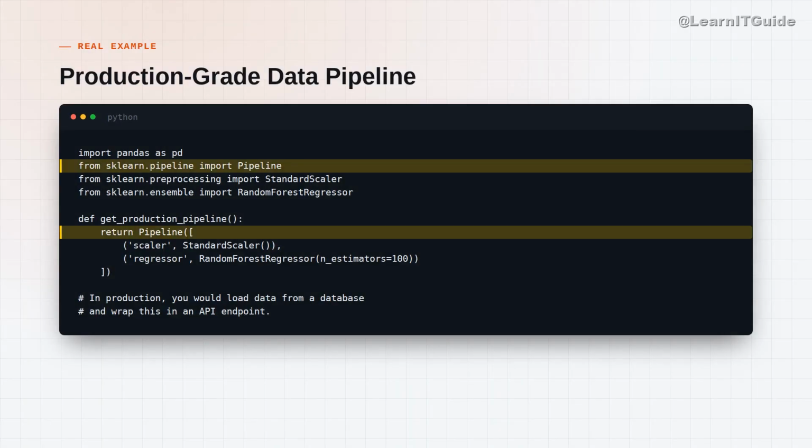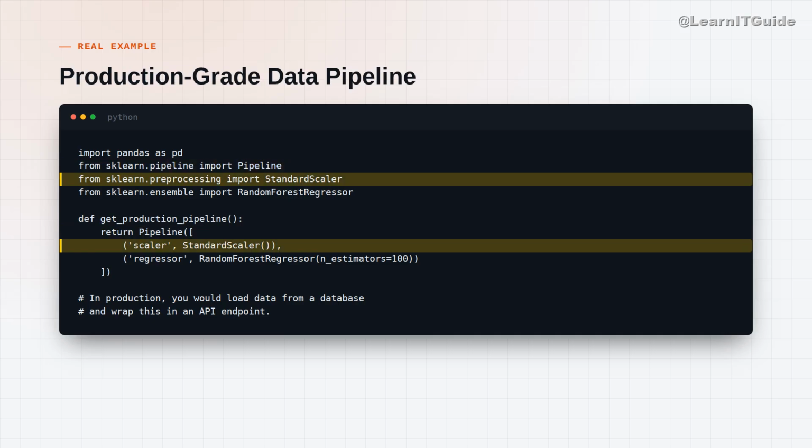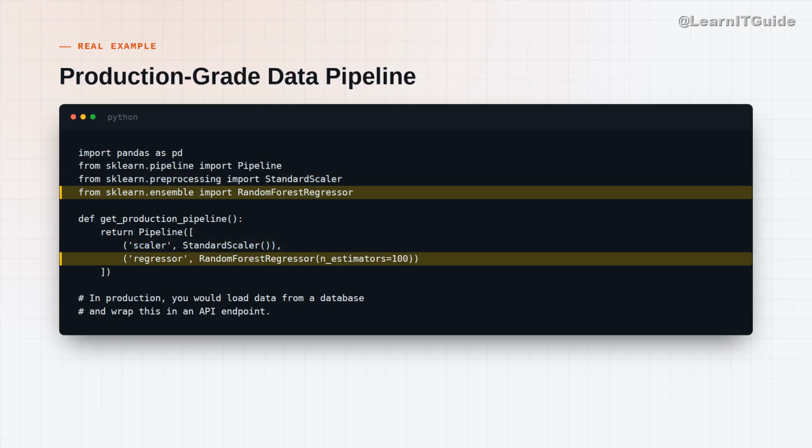Now this is how a senior engineer would write this for production. We use a scikit-learn pipeline to bundle our data scaling and our modeling. This ensures that the same transformations applied to training data are automatically applied to real-world input. We are using a random forest model here, which is much more robust than a simple regression. This structure allows us to swap out models or pre-processing steps without rewriting our entire application logic.